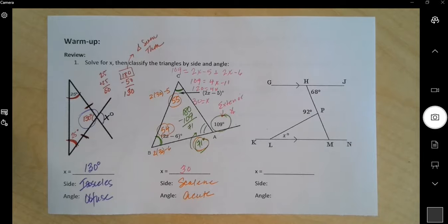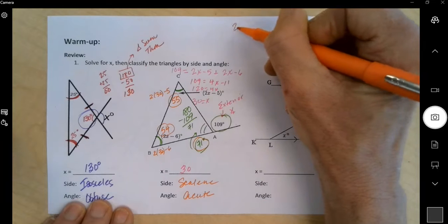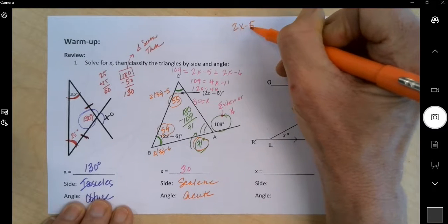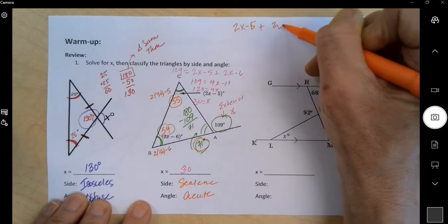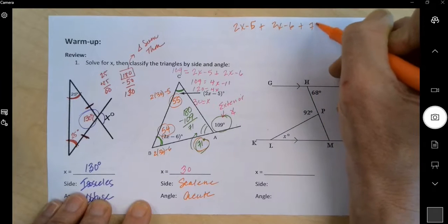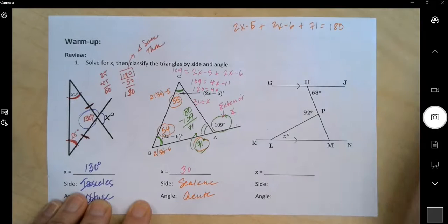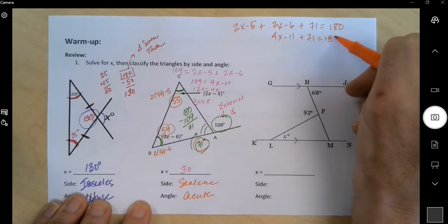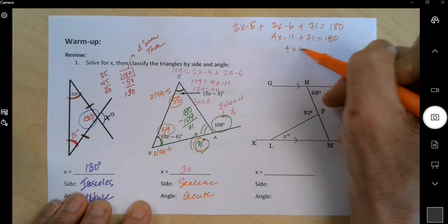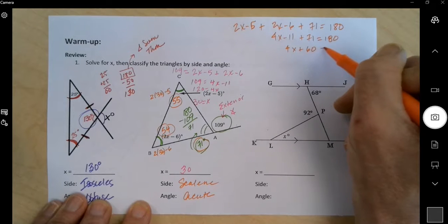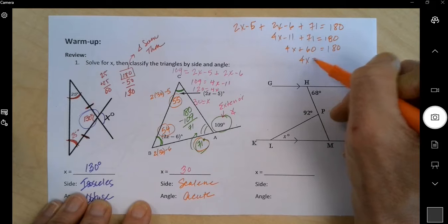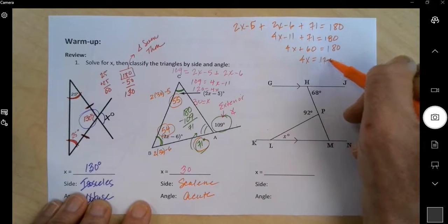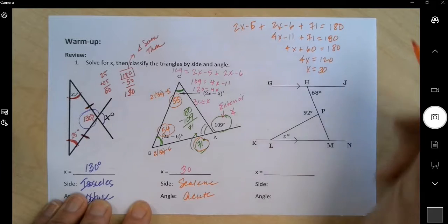Because when I'm getting, I put all the inside of the triangle into an equation equals 180. I simplified it to 4x plus 70. So 2x minus 5 plus 2x minus 6 plus 71 has to equal 180. 4x minus 11 plus 71 has to equal 180. 4x plus 60 equals 180. 4x is equal to, minus 60 from each side, 120. X is equal to 30.